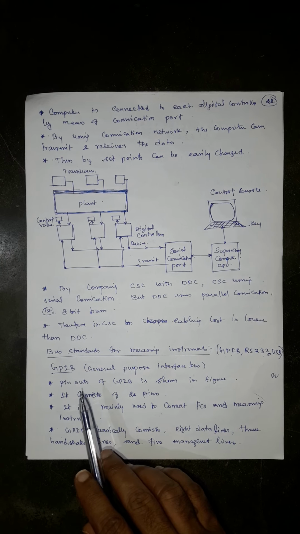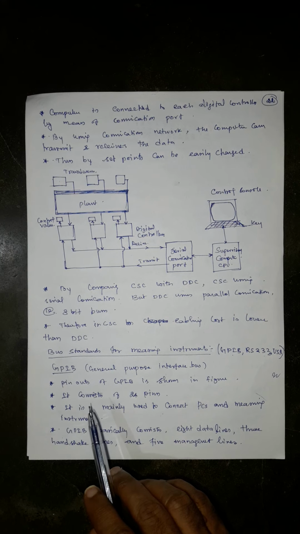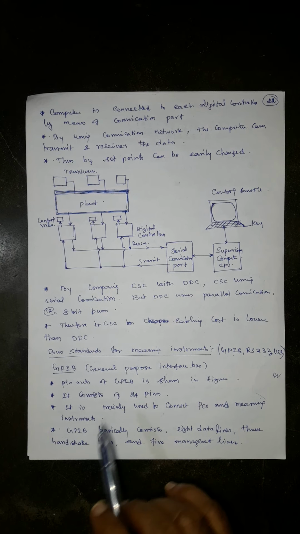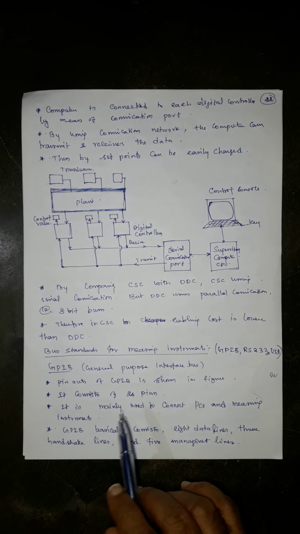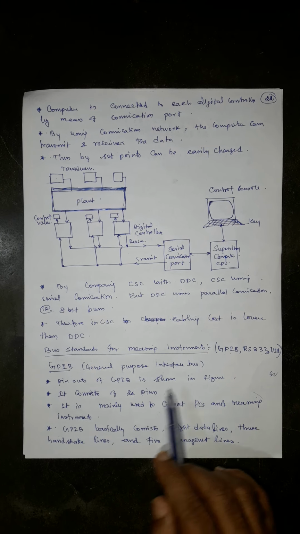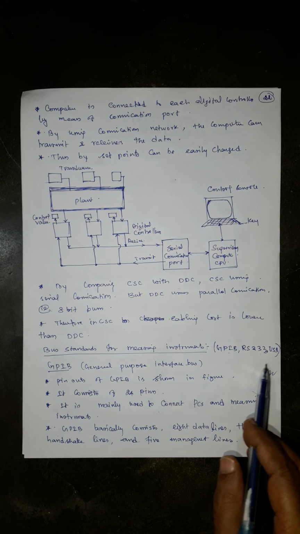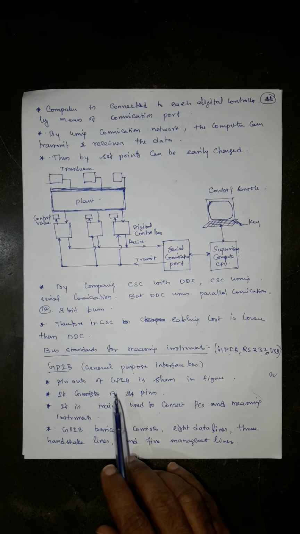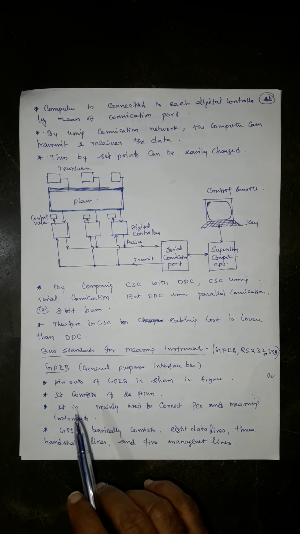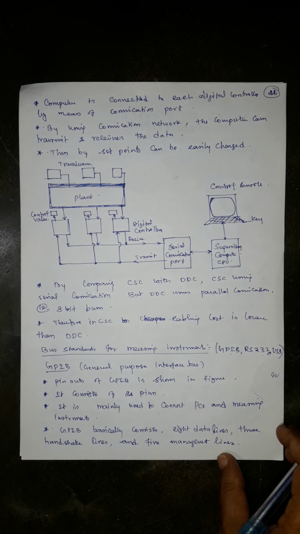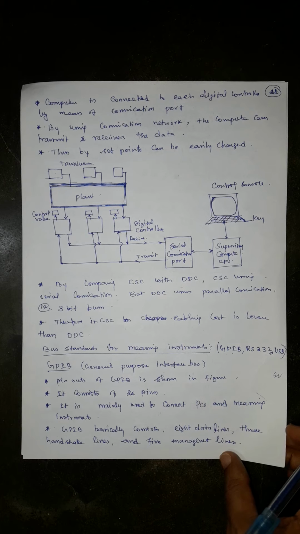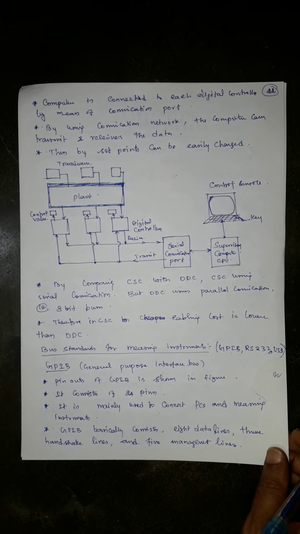These are all buses or bus standards for measuring instruments, not only for measuring instruments, but for interfacing a computer with any other peripheral devices, by using GPIB, RS-232, USB. First we can see what is called GPIB, General Purpose Interface Bus. Its pinout is shown here, and it consists of 24 pins. It is mainly used to connect a PC and measuring instruments.